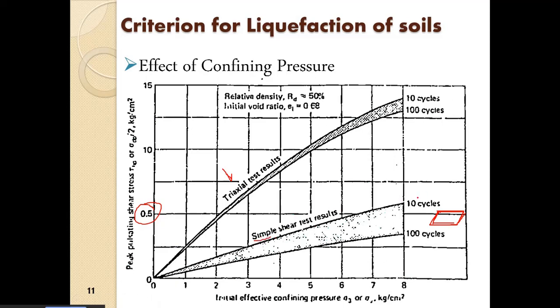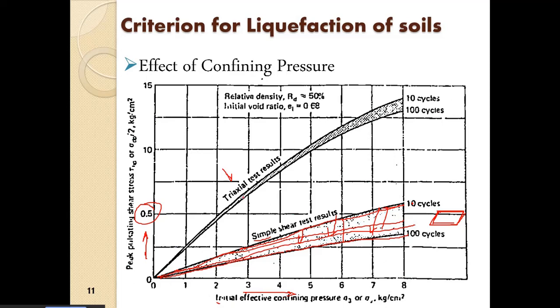So for 10 numbers of cycle, initial effective confinement to the peak pulsating stress, we have this relation. For 10 numbers of cycle, a comparatively higher pulsating stress is required. Then as the number of cycles goes on increasing, we have lower values. Between these 10 and 100 numbers of cycle, whatever values there are lie in this manner. So that is pulsating stress and initial effective confinement.